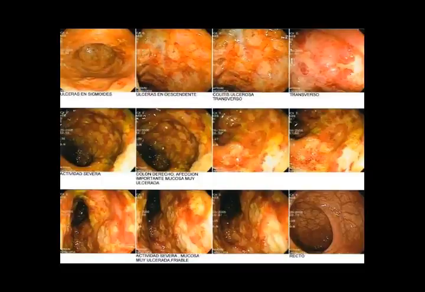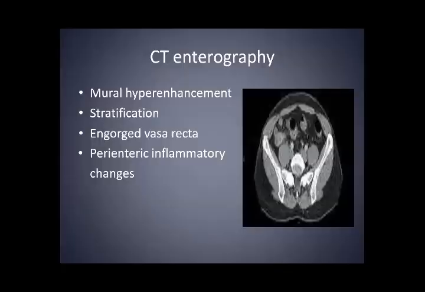CT enterography: you can see mural hyperenhancement. Transmural disease in Crohn's disease can show an enhanced transmural area with stratification, engorged vasa recta, and peri-enteric inflammatory changes. So this is the specialized CT enterography.